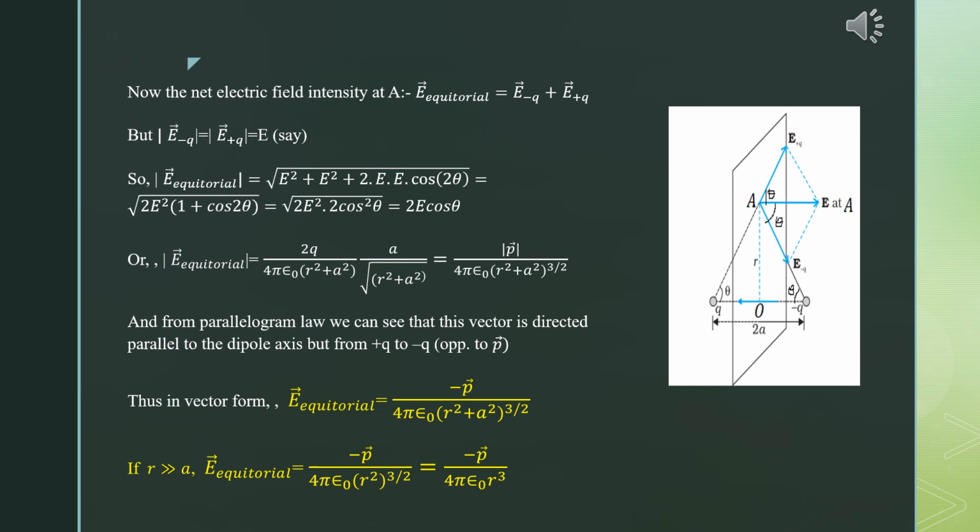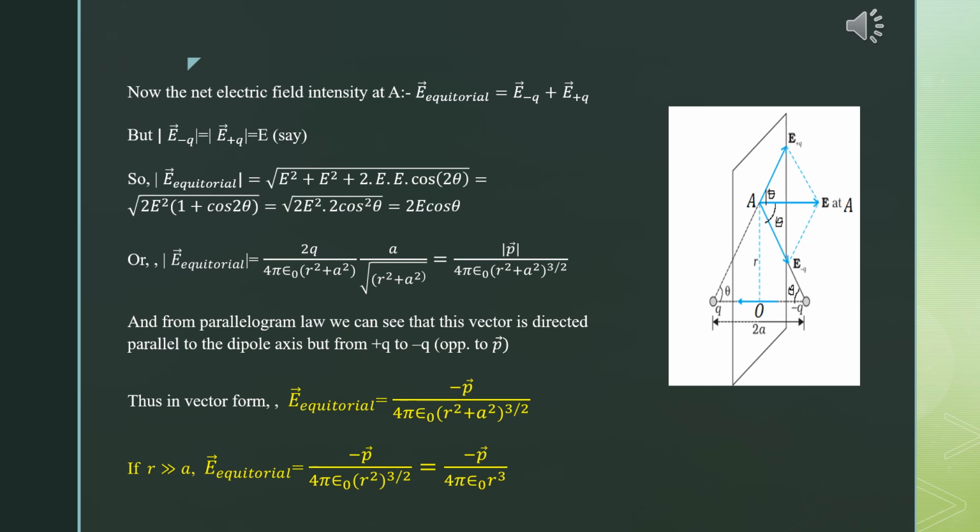Now put the values. Value of E was how much? 2q by 4 pi epsilon naught (r square plus a square). In the last slide you saw that. Cos theta is how much? See in the triangle, a by root over of r square plus a square. Now here in the first term, r square plus a square has power 1. In the second term, r square plus a square has power 1 by 2. Square root means power half. So what is the total power? 3 by 2. So we get the magnitude of E equatorial equal to p by 4 pi epsilon naught (r square plus a square) to the power 3 by 2.